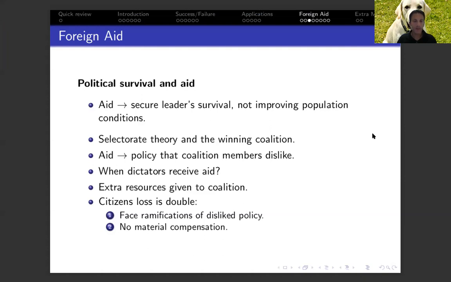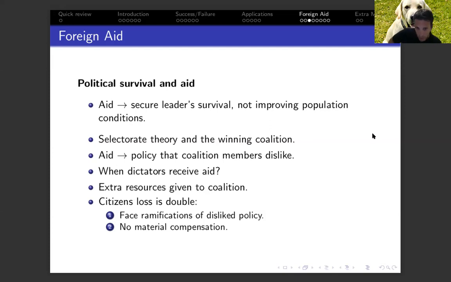So in these conditions, the public actually suffers a loss which is double. First, they have to accept the ramification of the policy that they disliked, whether this is a policy that their own government implemented, or that they had to change the policy because this was a condition to accept the aid, so they have to accept that. And in addition, they don't get any material benefits or compensation from the fact that aid was given and they had to accept a policy that they don't like. So the cost for the public is even bigger.